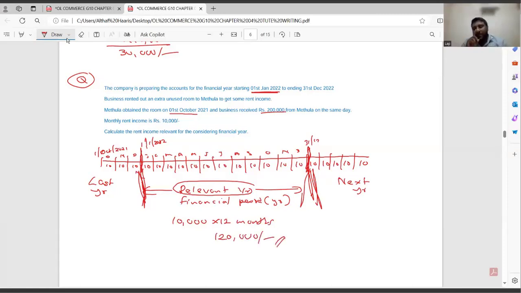Very simple. So again and again I am telling, income means the amount of money business got during the financial period. True or false? It is a big fat lie. In the accounting world, money received, not received, does not matter. If the amount is relevant for the period, you have to take it.